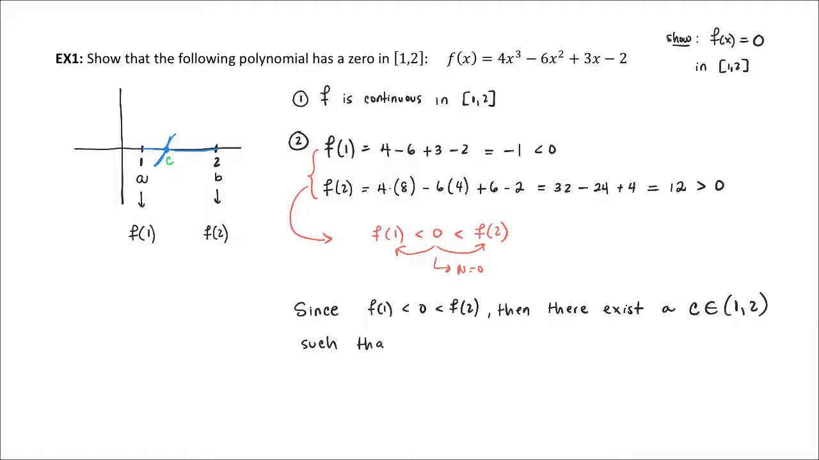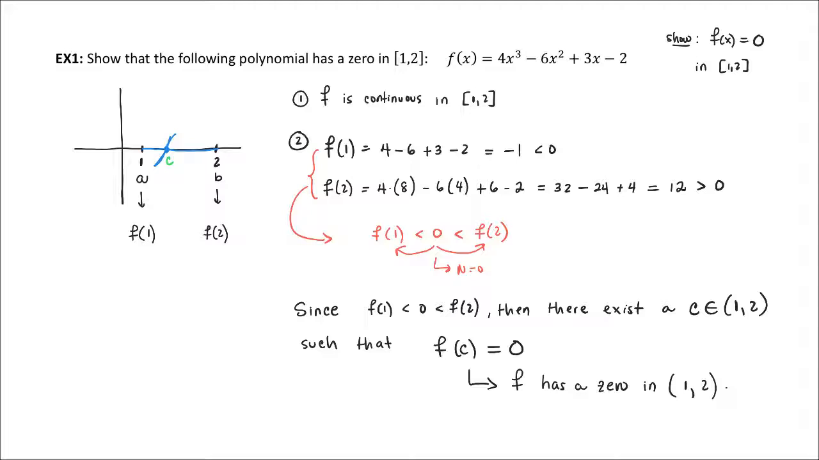such that f of c is equal to 0. So what that means is that indeed f has a 0. It has a 0 in the open interval (1, 2).